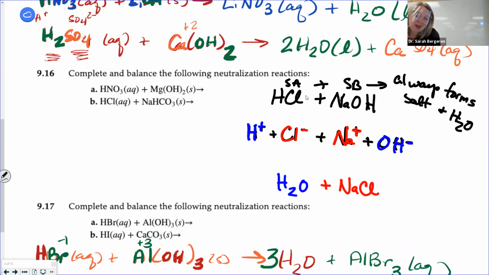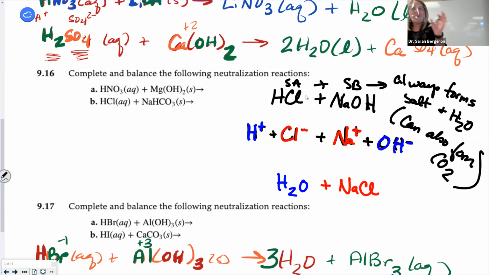If you have things that are weak, they do some different things. But typically, a strong acid and a strong base are always going to form a salt and water. The only exception to this rule is if one of those acids or bases contains carbon. If one of them contains carbon, you also make carbon dioxide. So it can also form CO2 if you have carbon there to start with. We're actually going to do an example today where we have carbon.